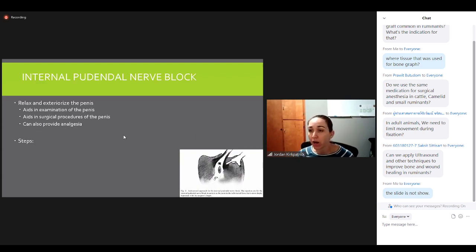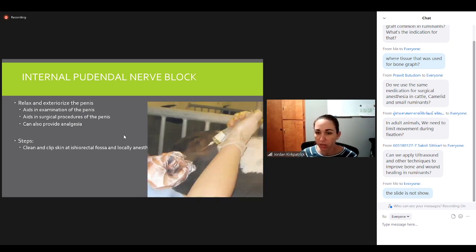Another good thing to know how to do if you're working with cattle, I did urogenital stuff for this lecture. The internal pudendal nerve block, especially in cattle, will help to relax the penis so it can be exteriorized for you to evaluate, and can also anesthetize it a little bit for some procedures. The steps: you're going to palpate the ischiorectal area, clean and clip that fossa and locally anesthetize it, which is what this person is doing here.